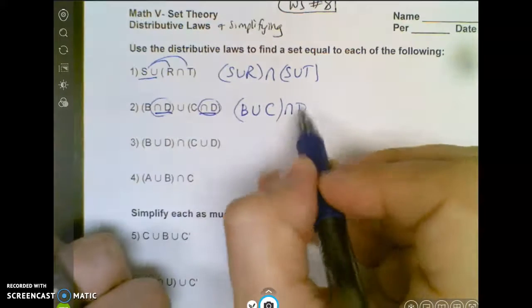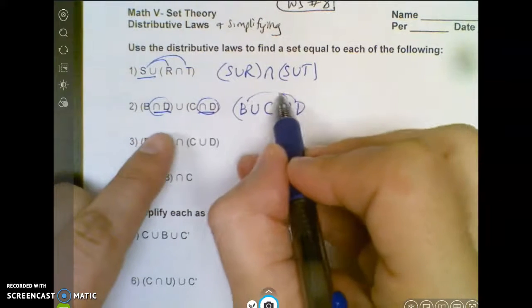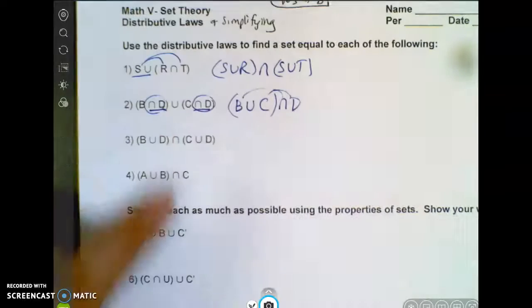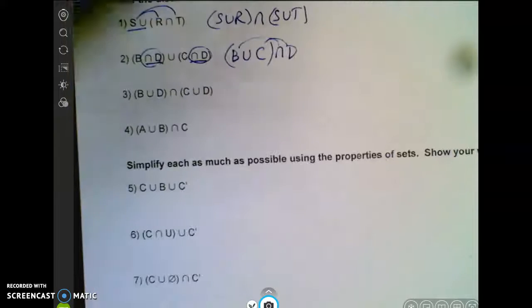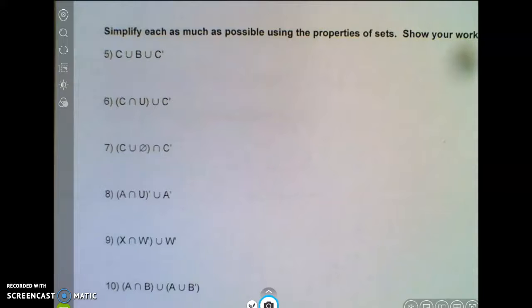You can check if you did it right by distributing it back. That would be B intersect D, and that would be C intersect D, which is with a union between. So kind of cool. You can do the rest of those. Now this one simplifies as much as possible. So you're going to start doing your little tricks here.